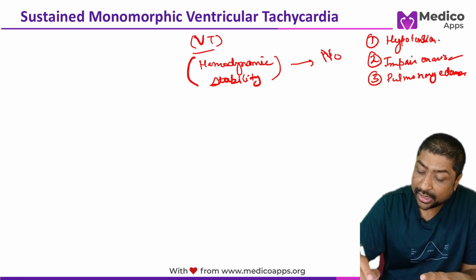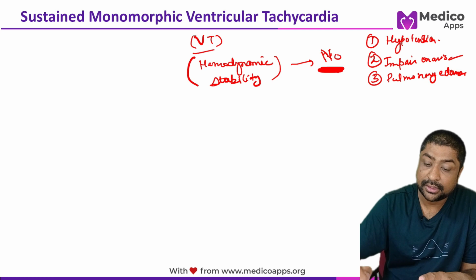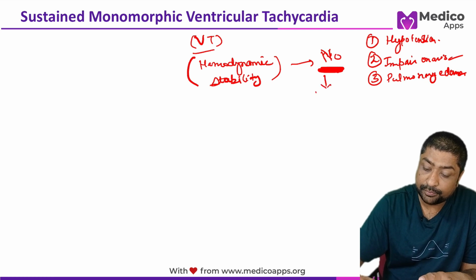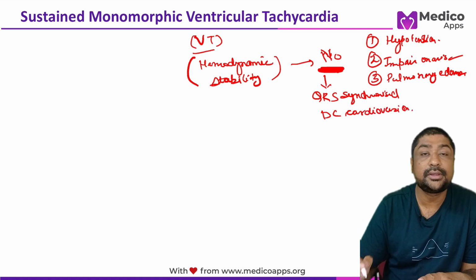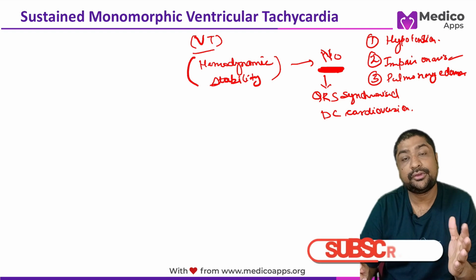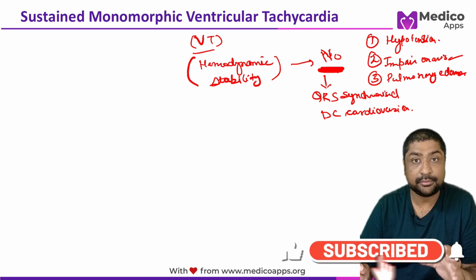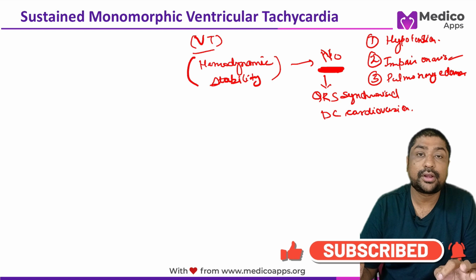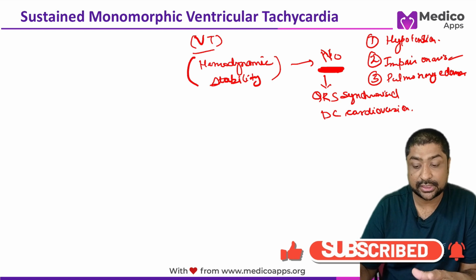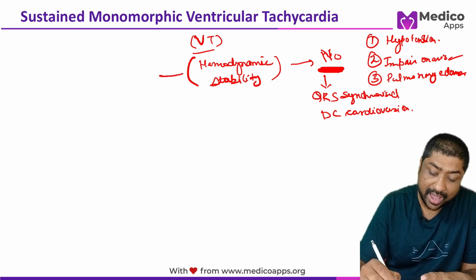So if you have a hemodynamically unstable patient, you should simply go for a QRS synchronized DC cardioversion. Because the patient is unstable hemodynamically, you have to immediately try to revert the cardiac rhythm to normal. So that is why you go for an immediate QRS synchronized DC cardioversion. Let's say we have a hemodynamically stable patient.